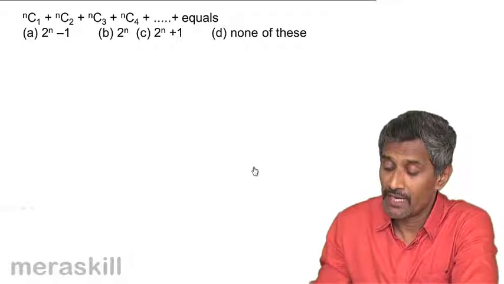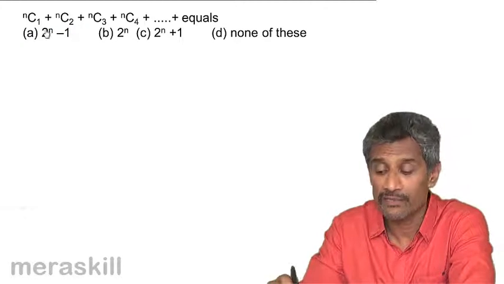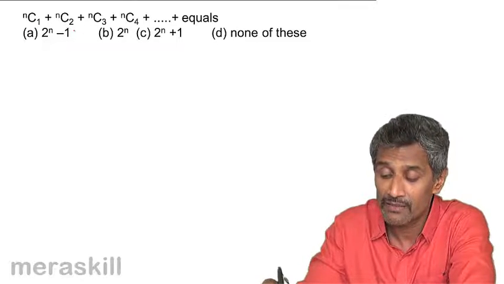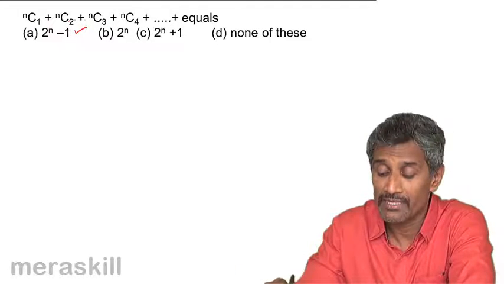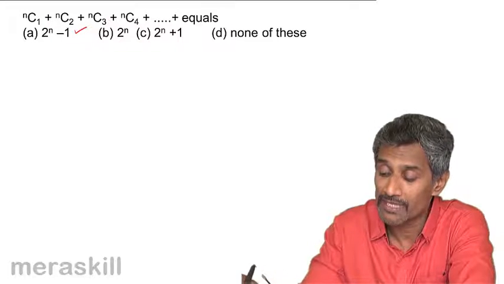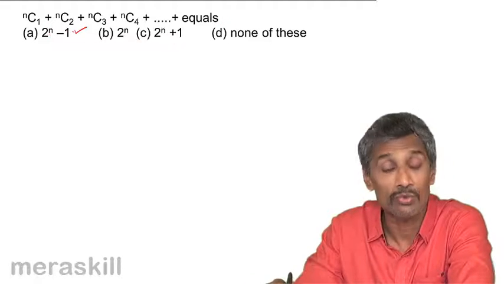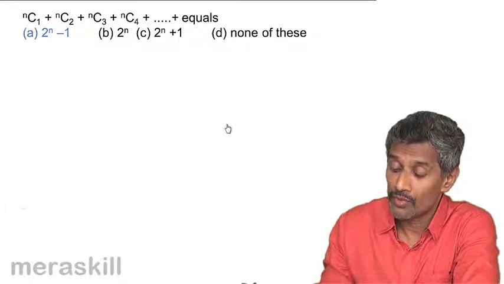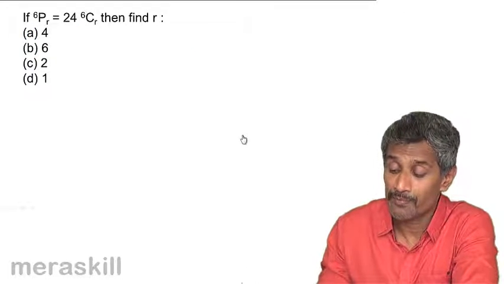Right. And this, of course, we did earlier, the rule nC1 plus nC2 plus nC3 plus nC4. Eventually it becomes 2 raised to n minus 1. So, yes, that's what we get.